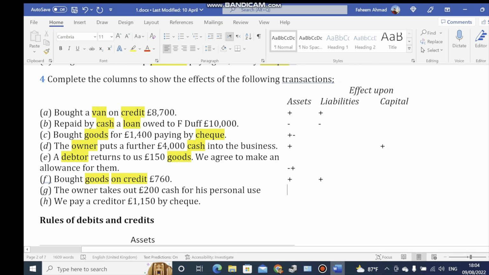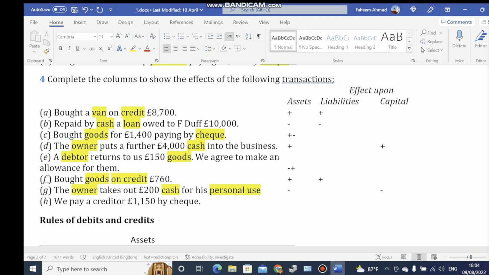The owner takes out £200 cash for personal use. So £200 cash. Cash is one asset and personal use and owner. These words show us it's opposite to capital. So first, cash. Cash is decreasing out of business because cash is going out of business. And then owner has withdrawn for personal use. It means capital is falling.